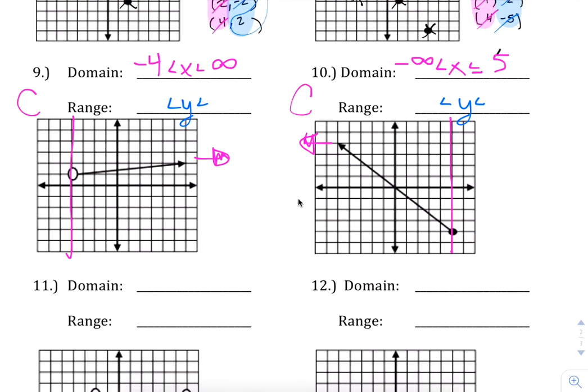For my y's, do I have any arrows going up or down? Yeah. On problem 9, it's going really slow, but this arrow is going up, slowly up a little bit at a time, so that's a positive infinity. I'm going to draw my line down here.